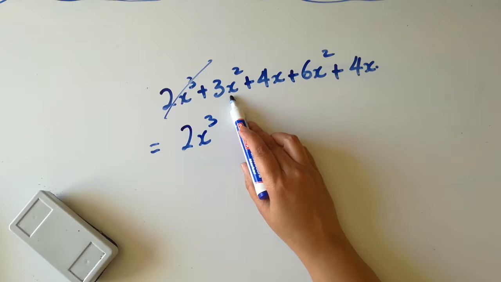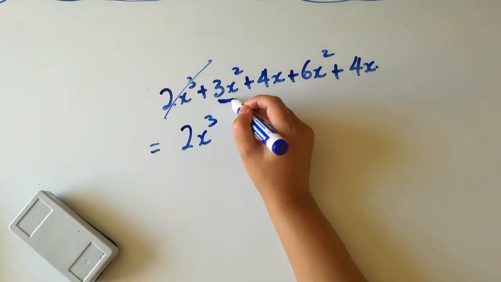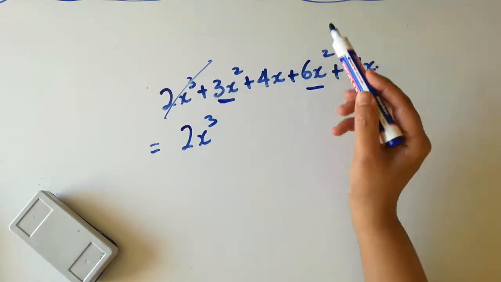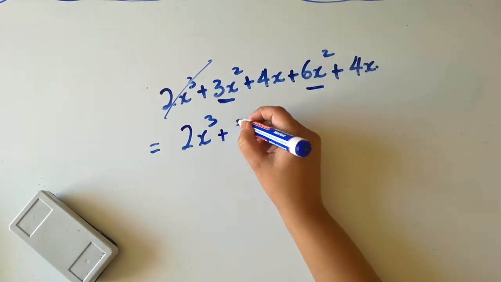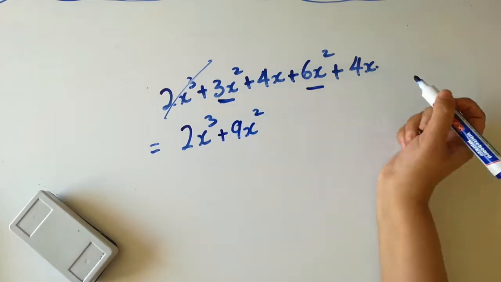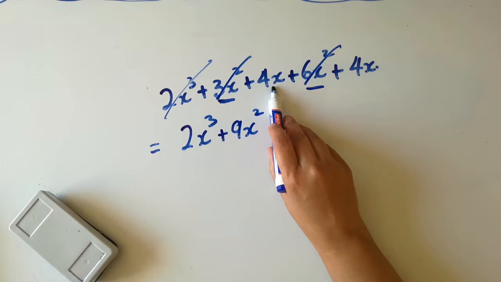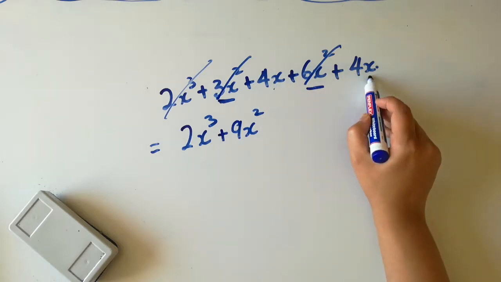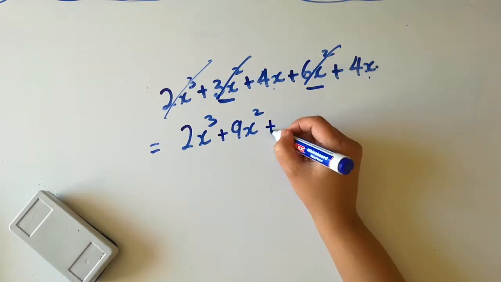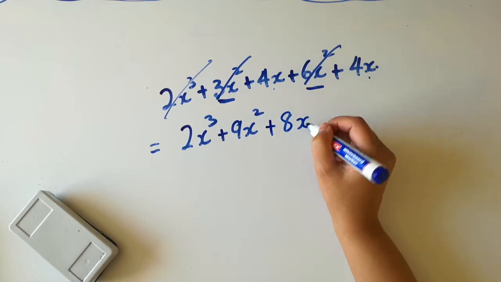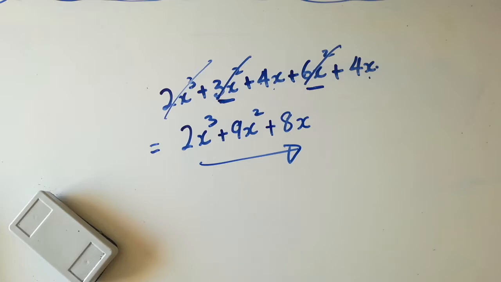We're going to look for another x squared. So we have 3x squared. We have a 6x squared here. So 3 plus 6 will give me plus 9x squared. Sorted out that one. And now we have an x. We have another x here. 4 plus 4 will give me 8x. That is your answer.